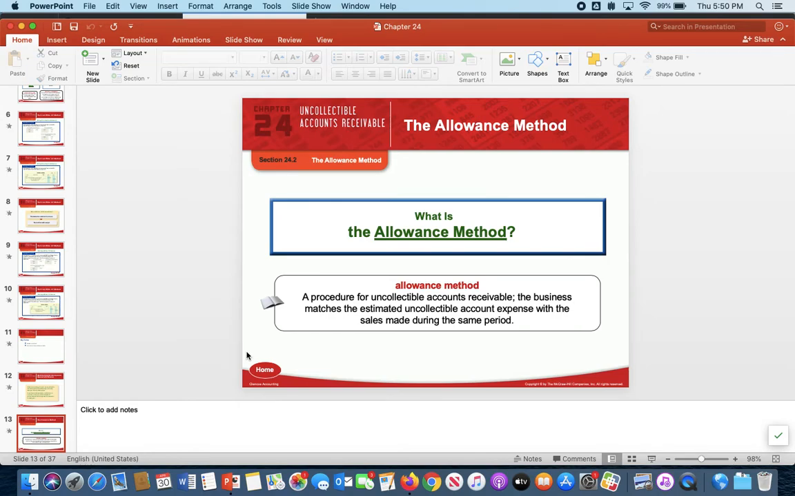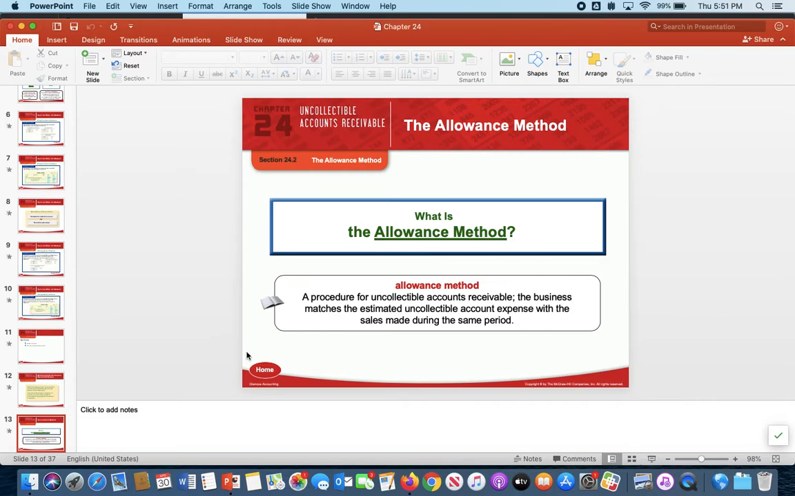Second method of handling uncollectible accounts, which is called the allowance method. As I had mentioned previously, the allowance method is a little more complicated, but it is more widely used and more widely accepted as an accounting practice. The reason for that is something called the matching principle. A business is expected to match expenses in the same year that the expense occurred in order to produce a sale, if that makes sense.